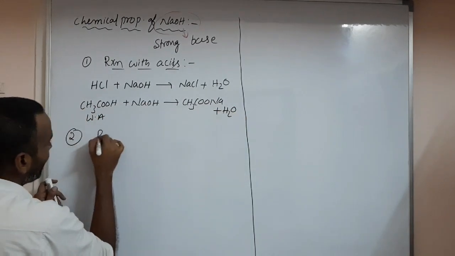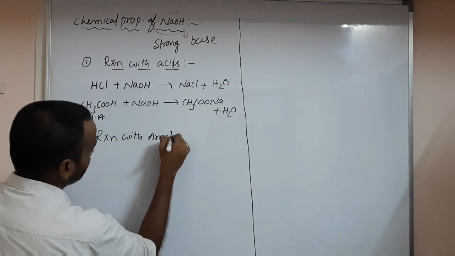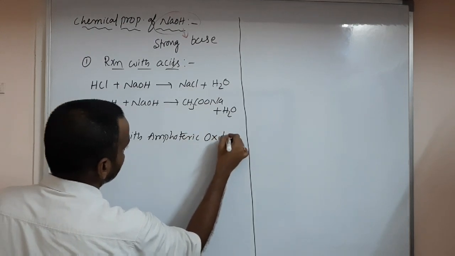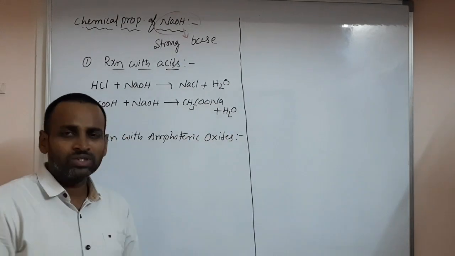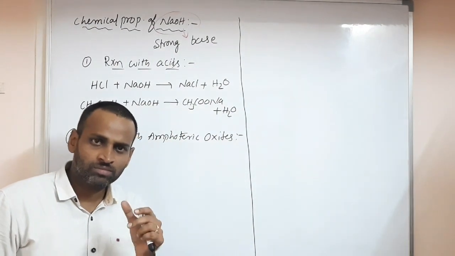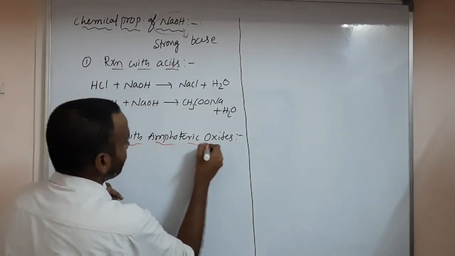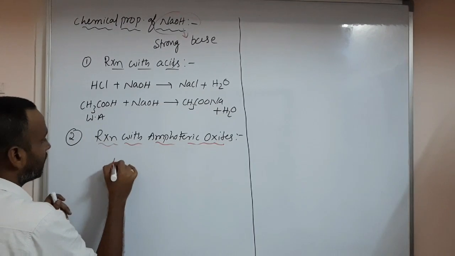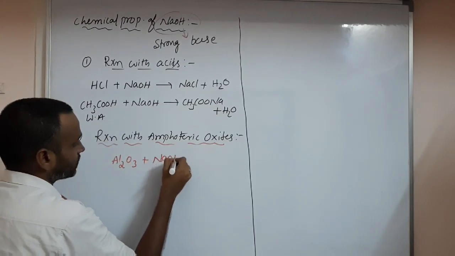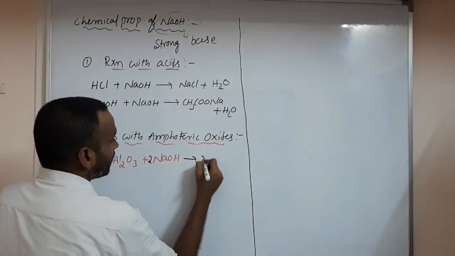Second, reaction with amphoteric oxides. Amphoteric means what? Everybody knows what amphoteric means, both acidic and basic. So reaction with amphoteric oxides like Al2O3 when reacting with sodium hydroxide NaOH, do you know what happens?